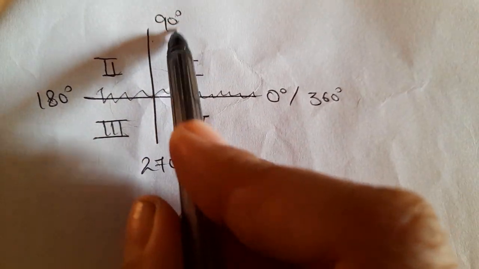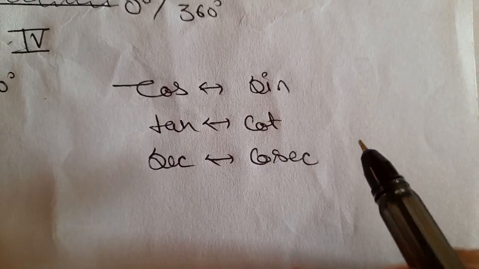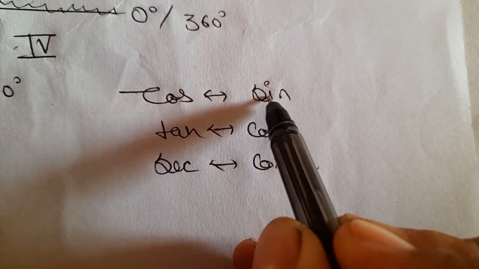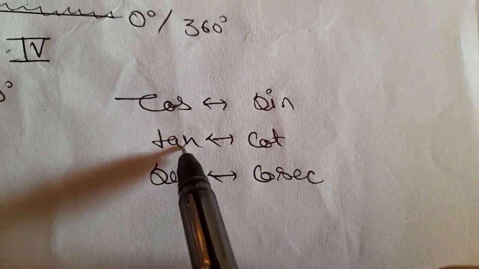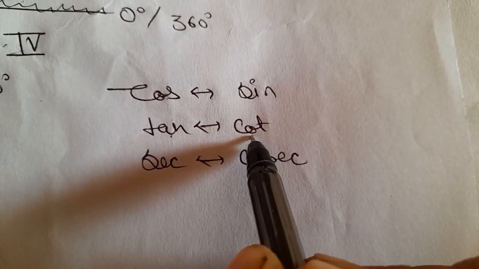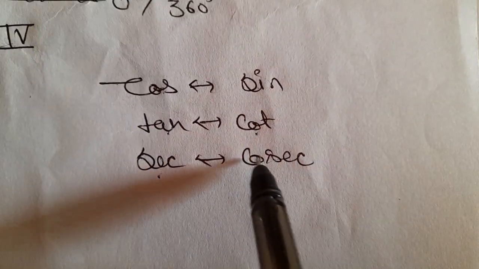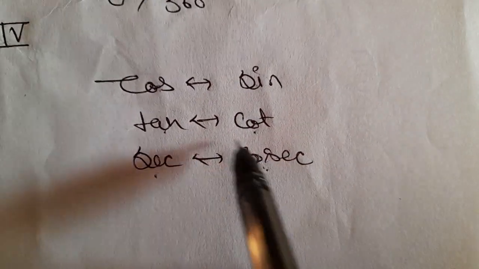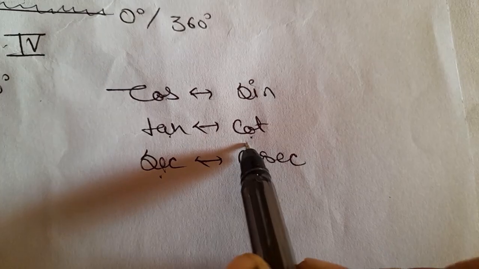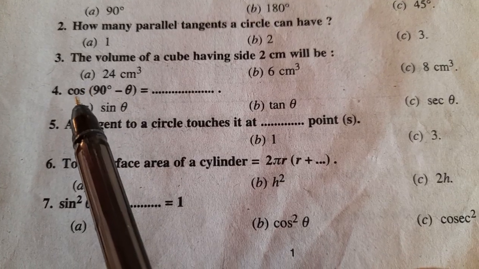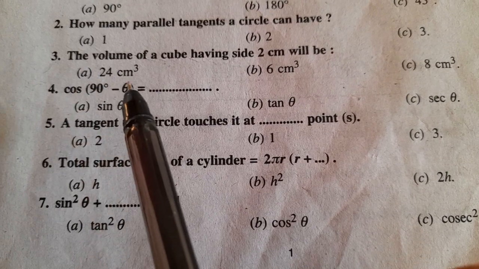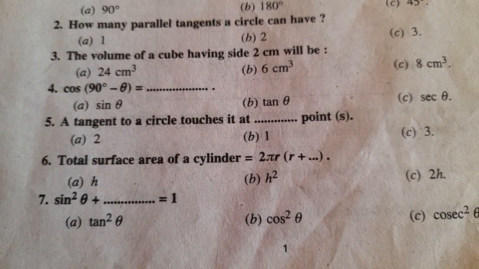And at this line, 90 and 270, cos is converted to sine and sine is converted to cos. Tan is converted to cotangent and secant is converted to cosecant. Cosecant is converted to secant and cot is converted to tangent. So the right answer of question number 4, that is cos 90 minus theta, is sine theta.